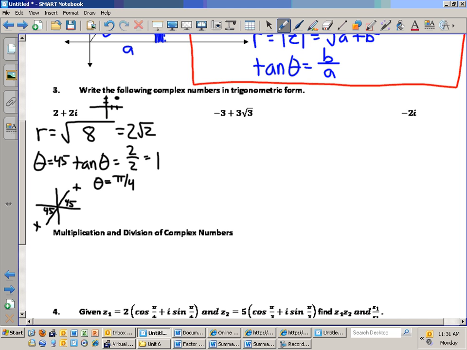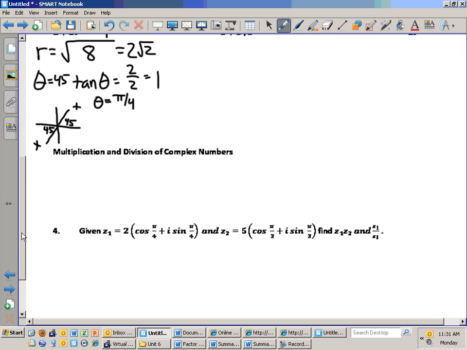So now I'm going to take this pi over 4, and this r is 2 square roots of 2, and I'm going to write the trig form of this complex number. 2 plus 2i is the same thing as 2 square roots of 2 times the cosine of pi over 4 plus i times the sine of pi over 4.